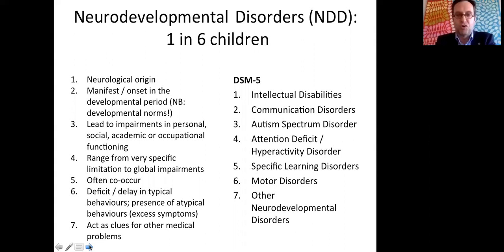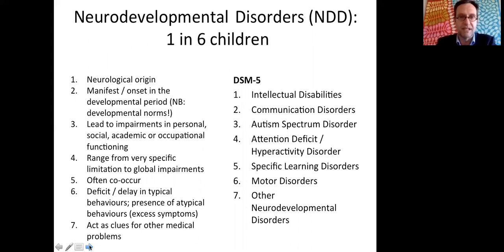The group called neurodevelopmental disorders, or NDD, as you might hear me talk about, in DSM-5 is important for various reasons. Number one, as you can see, 1 in 6 children across the globe are likely to have one or more of these neurodevelopmental disabilities. So the prevalence is significant, and the burden associated with neurodevelopmental disabilities is very high.